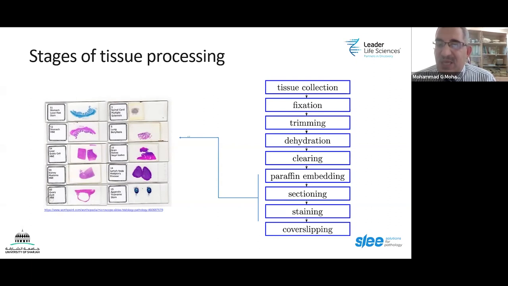These mistakes can be detected, yes. They can be addressed, yes. Maybe if we are lucky and have enough tissue, we can go back, but sometimes the tissues are very precious, so it's only a one-time shot. This is why it's very important to go through a well-defined, well-optimized protocol. Usually in labs now, people prefer automation because it's standardized and the process is done without variables.